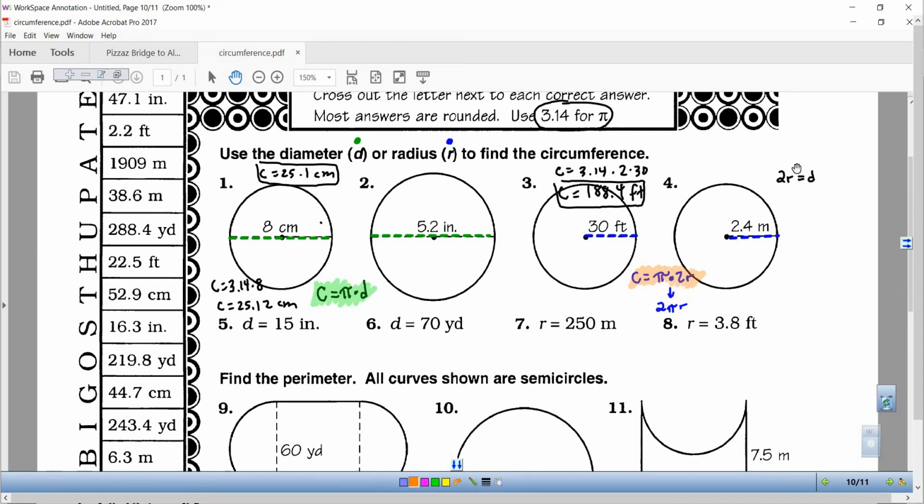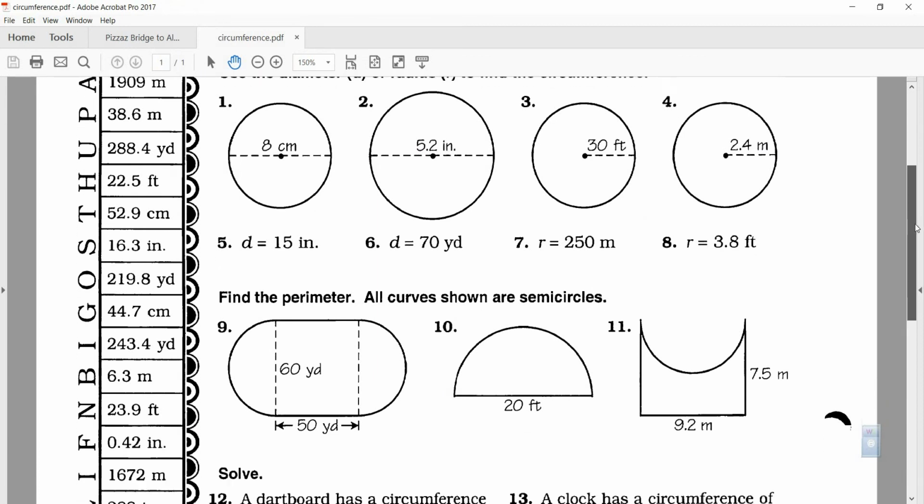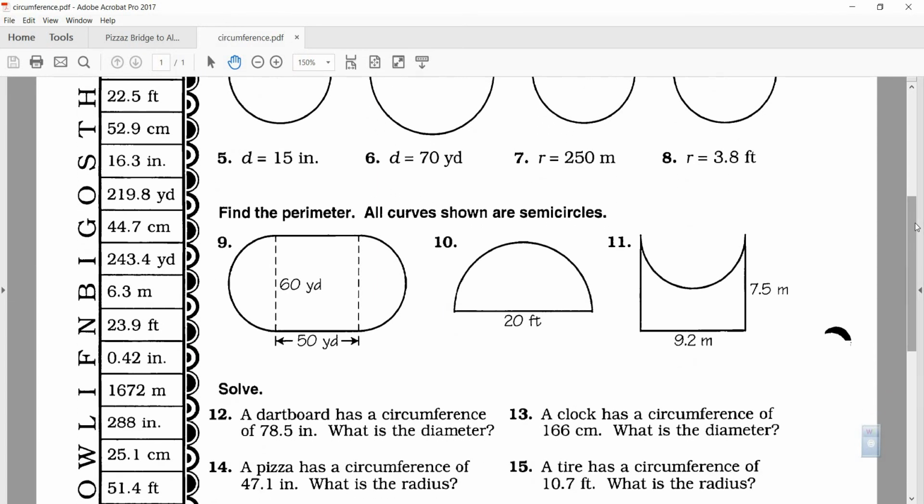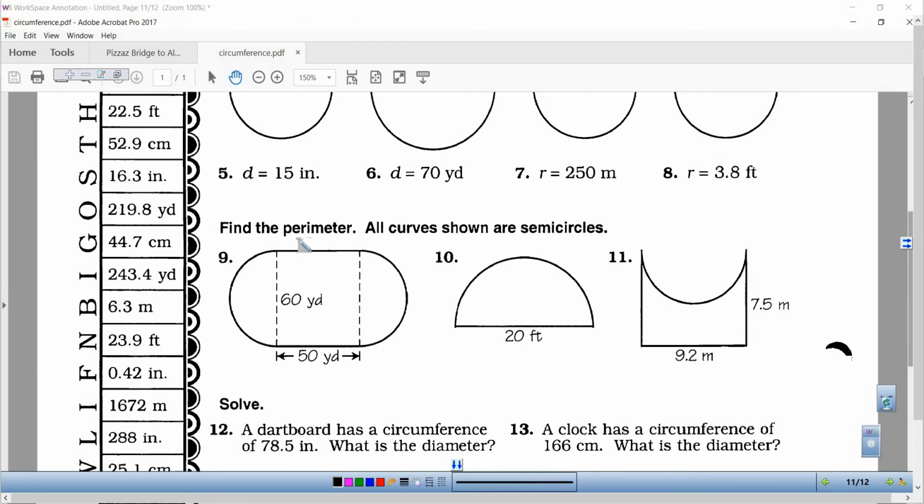All right, let's move on now to problems 9 through 11. Problems 9 through 11 say find the perimeter. All curves shown are semicircles.